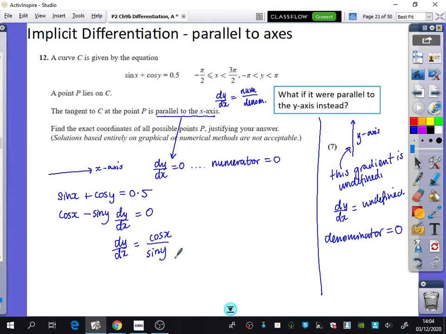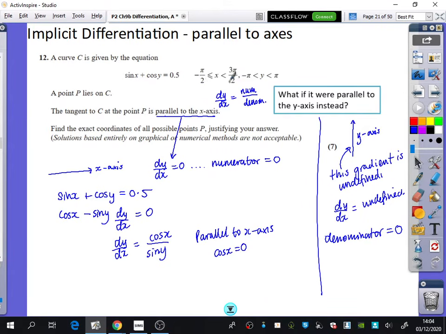Could I simplify that as like cot or tan? Why not? The arguments are different. The arguments are different, can never do that kind of thing. So we just said we're going to be concentrating on the numerator. If it was parallel to the y-axis, we'd be concentrating on the denominator. So we now know, because it is parallel to the x-axis, we're going to make cos x equal 0.